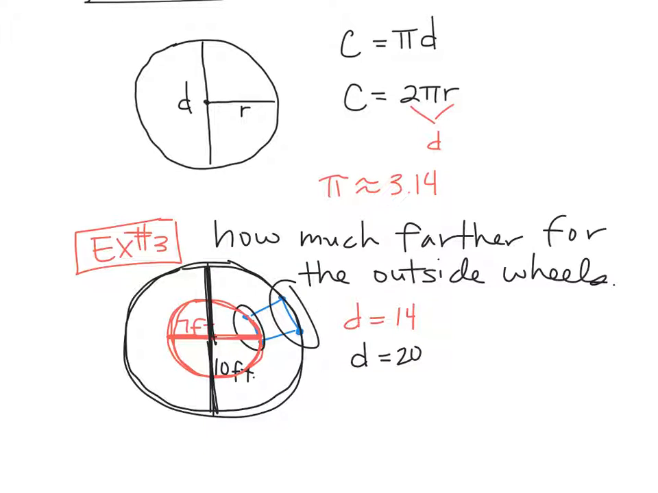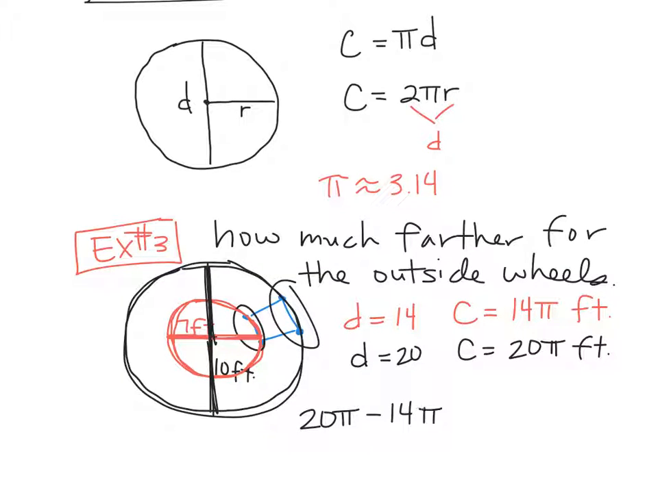Okay, so that means the circumference of the red circle is pi times diameter, so 14 pi feet. The black one, that means the circumference being pi times diameter would be 20 pi feet. So the outside tires go 20 pi feet, the inside tires go 14 pi feet. I want to know how much further did the outside ones go. So what you're going to do is you're just going to subtract them. You're going to say 20 pi minus 14 pi, and that will tell you how much further those outside wheels go.